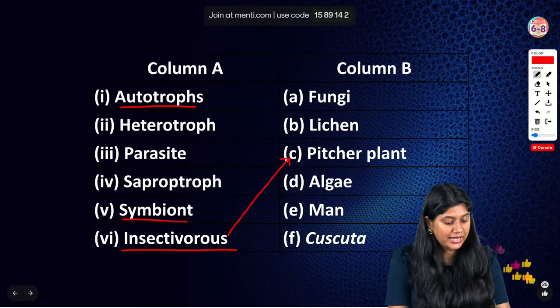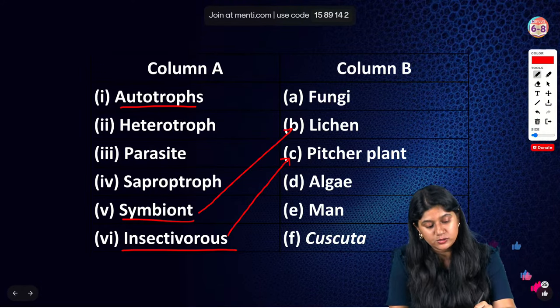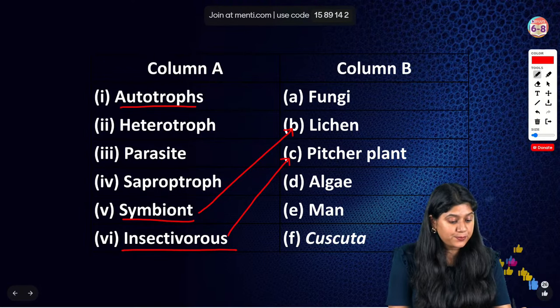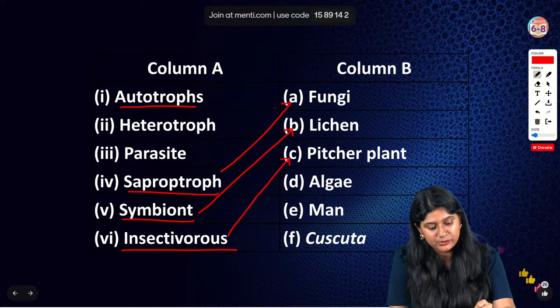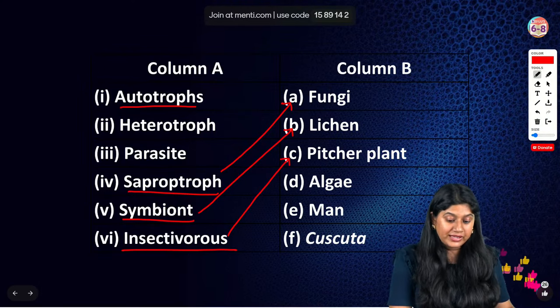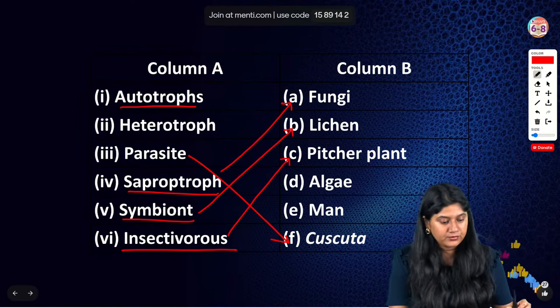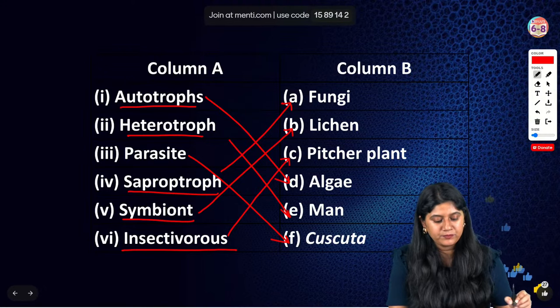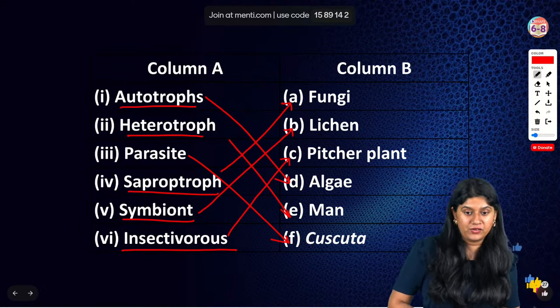Okay? Then we have symbiotic association. We see it in lichens, where there is a combination of algae and fungi. Then we have saprotrophs, right, which feed on dead and decaying matter, that is fungi over here. Then we have parasite, cuscuta. Then we have heterotrophs, man, and autotrophs, algae. So that's the correct answer over here, everyone.